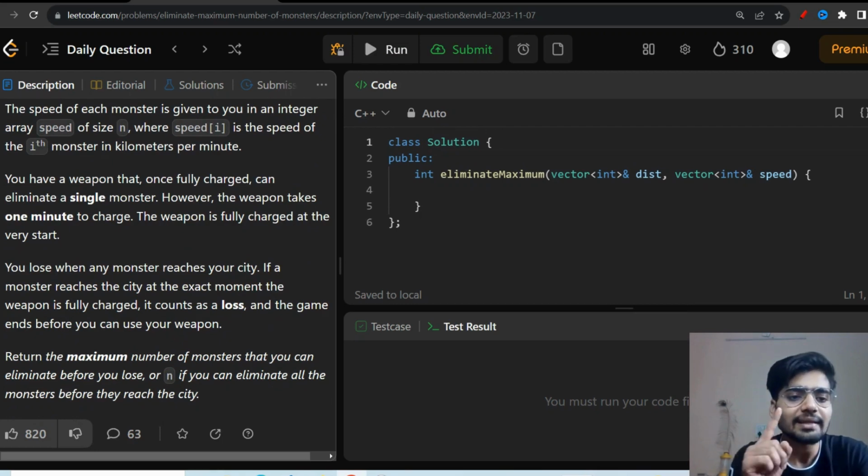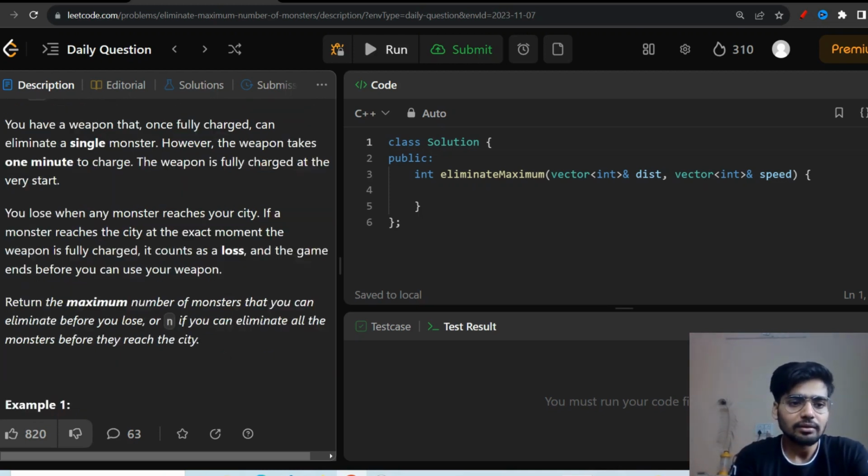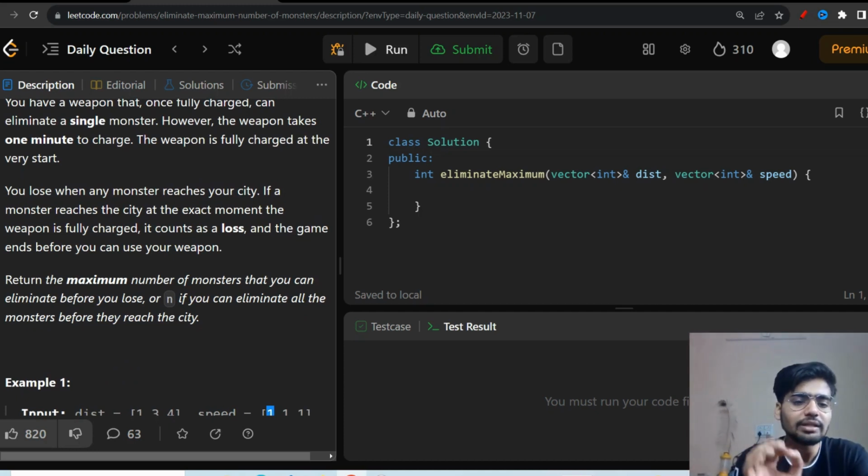मतलब आप एक सिंगल मॉन्स्टर को एलिमिनेट कर सकते हो एक बार चार्ज में, एंड द वेपन जो है वो 1 मिनट लेता है टू चार्ज इट अगेन. यू कैन लूज इफ एनी मॉन्स्टर रीचेज योर सिटी. अगर कोई भी मॉन्स्टर आपकी सिटी पे पहुंच गया तो यार आप मर जाओगे क्योंकि वो आपको मार देगा. And if a monster reaches the city at the exact moment the weapon is fully charged, it is also counted as a loss. So your game is going to end. So we have to return the maximum number of monsters which we can eliminate before we lose.